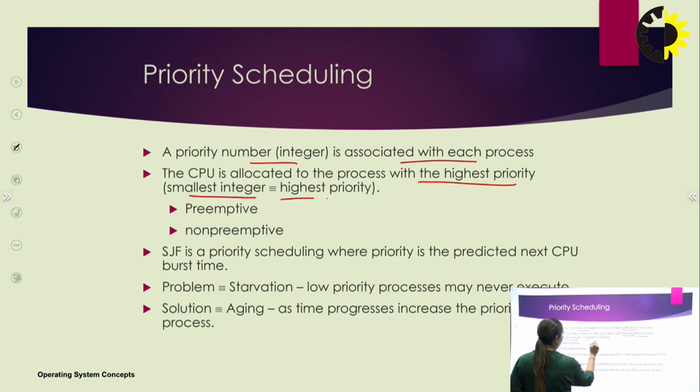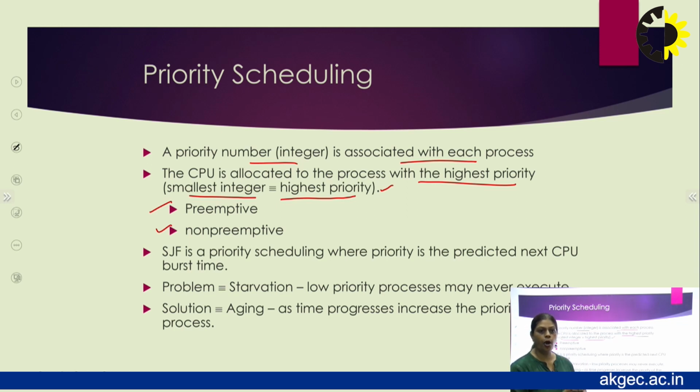Smallest integer implies highest priority. It may vary from book to book. In some books, a greater integer may mean higher priority. Maybe this will be given in the question, right? Now it can be both preemptive and non-preemptive, right? Like we did shortest job first with both, priority can also be done. If we compare shortest job first and priority, then we can say that the job with the shortest burst time has more priority than the other jobs, right?